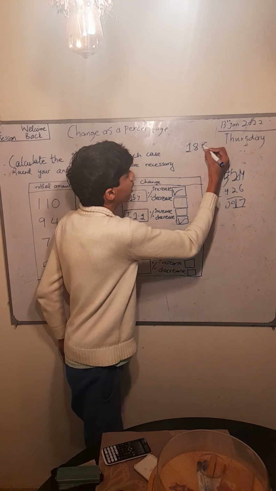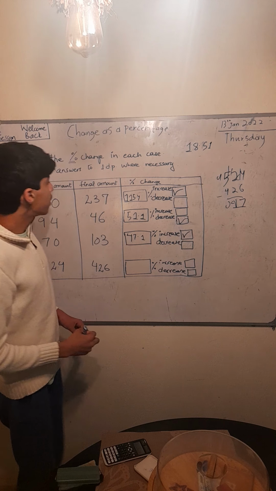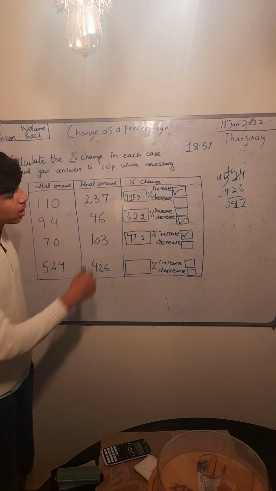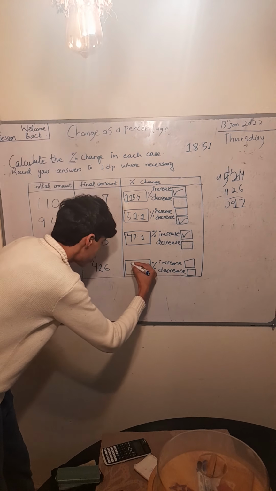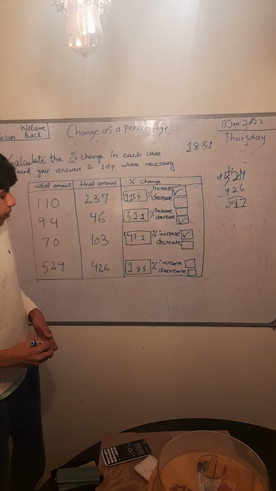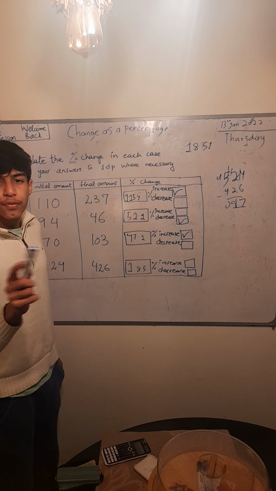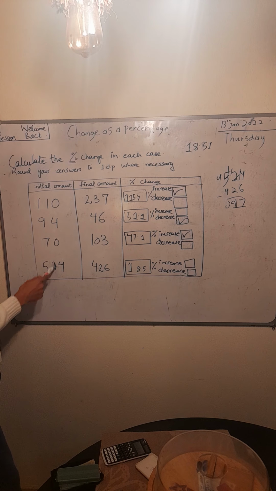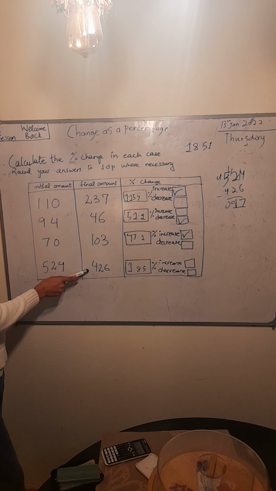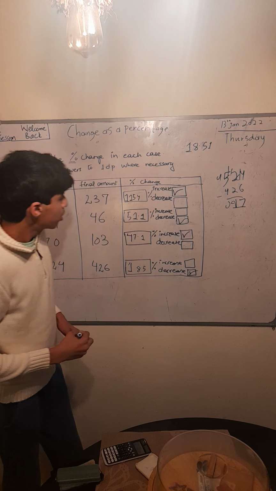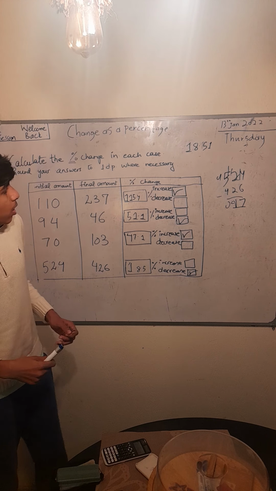18.51. Yes, 18.51. Now we will see if it is rounding to 1 dp or not. As you can see, it is not rounding. The answer would remain the same, 18.5. Now we will see if the amount is getting increased or decreased. Simple. As you can see, the initial amount is 524 and the final amount is lower, so it is decreased.